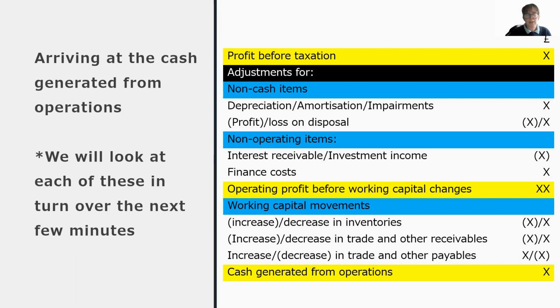Contrary, our trade payables, we would do the opposite. So if our trade payables increase, we add them back, and if they decrease, we deduct them.